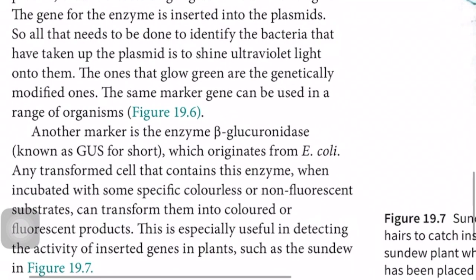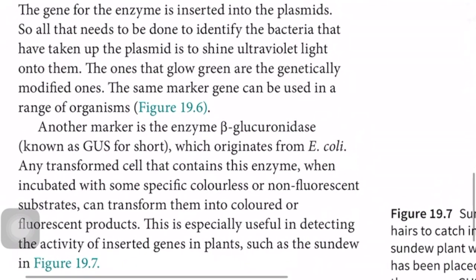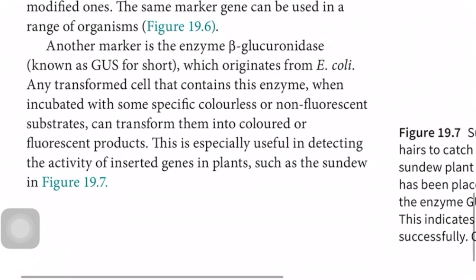Yes, into the plasmid. In that plasmid, the gene for insulin production is also inserted. So all that needs to be done to identify the bacteria that have taken up the plasmid is to shine ultraviolet light onto them. The ones that glow green are the genetically modified ones, because they have the gene which produces that enzyme, and they also have that insulin gene in them.